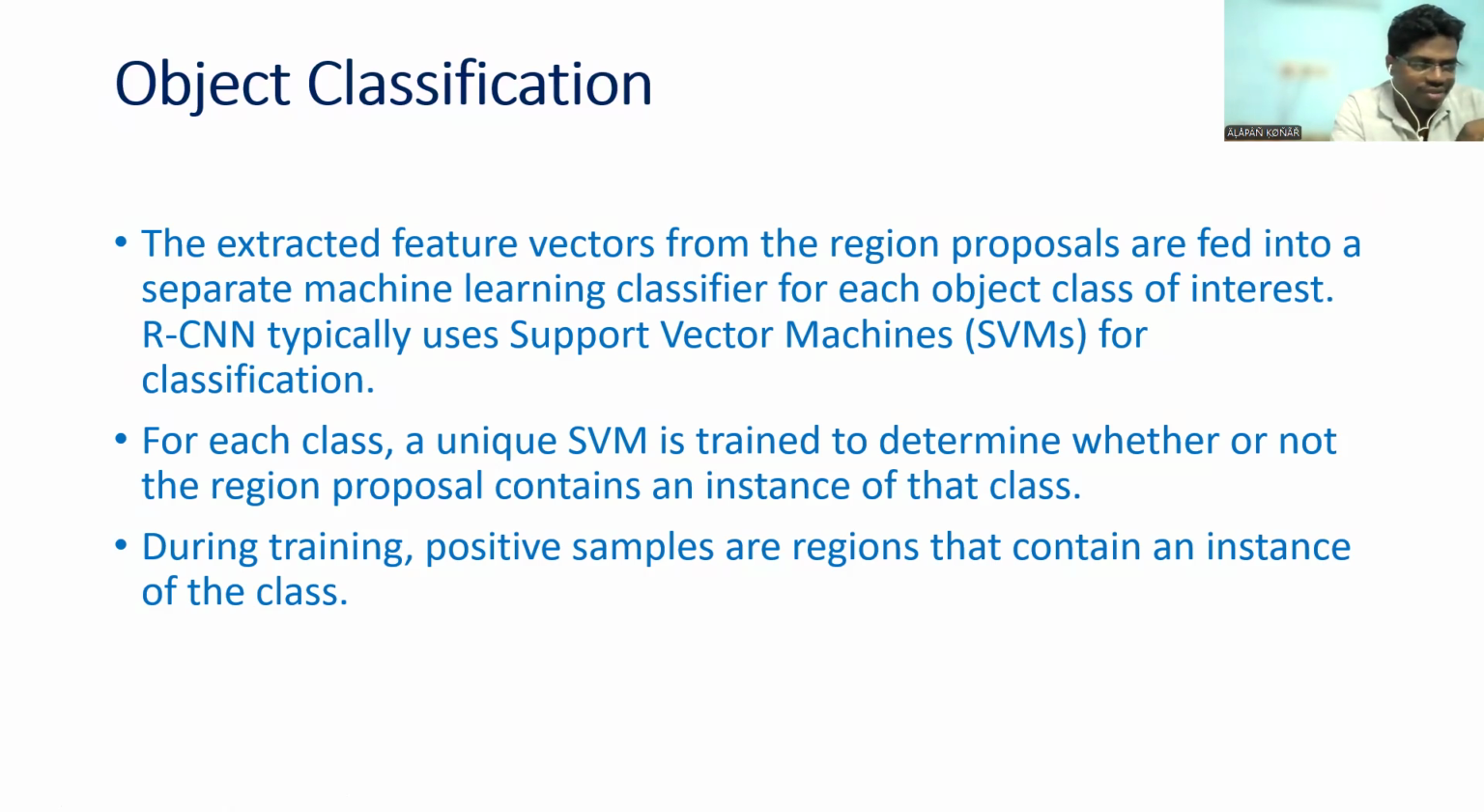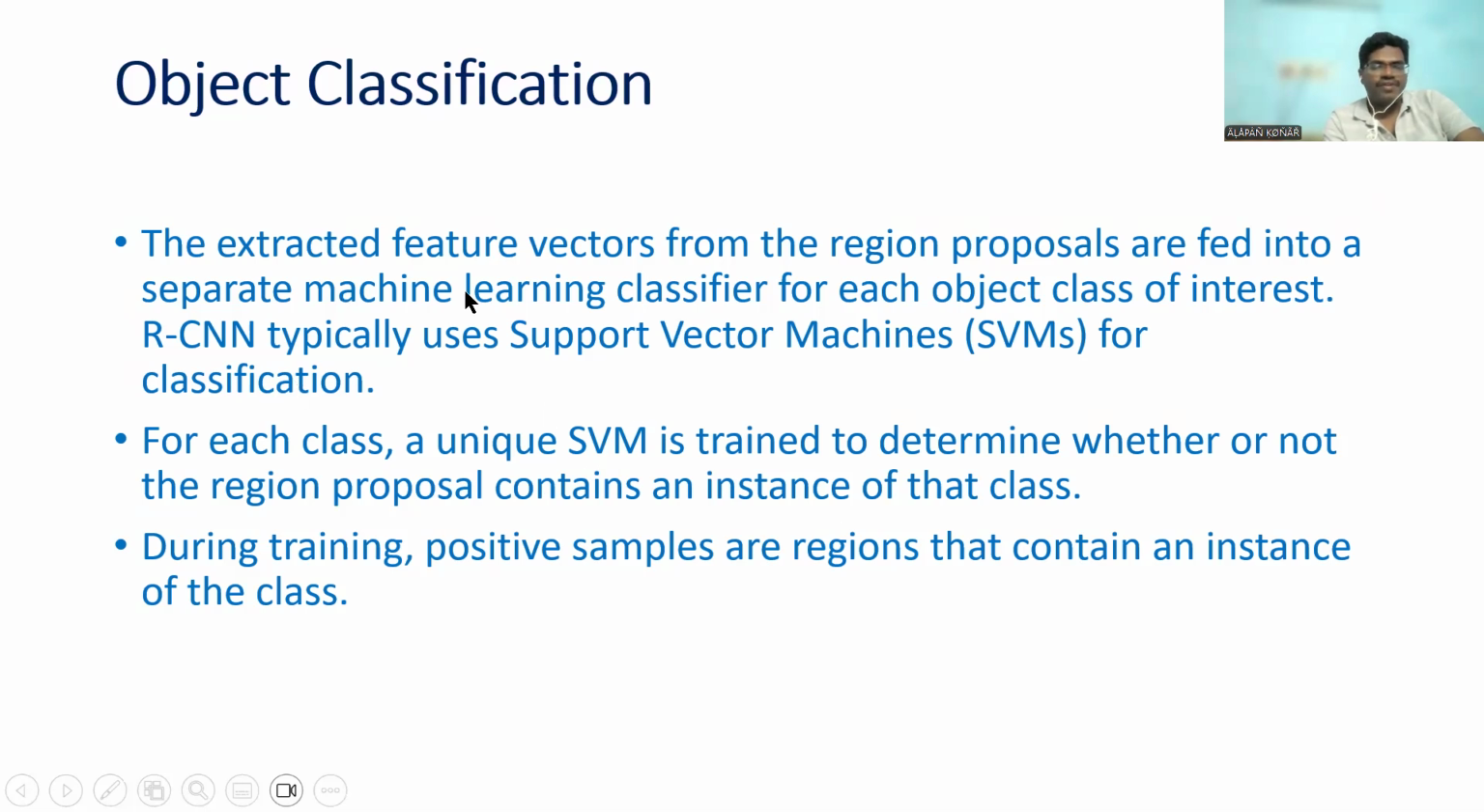This object classification is very important, because the extra features we get from the region proposals are helpful to train a machine learning classifier for each object class of RCNN. We will also get an idea of this once we go for implementation in Google Colab or somewhere. Moreover, for every class, a separate SVM is maintained and trained to find out whether the region proposal contains an instance of that particular class or not. And what about the training? In training, the positive samples are regions that contain an instance of the class.